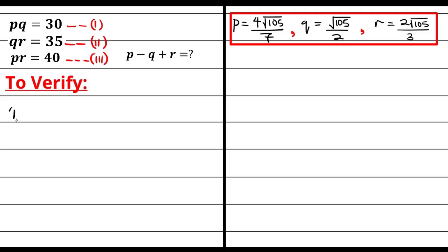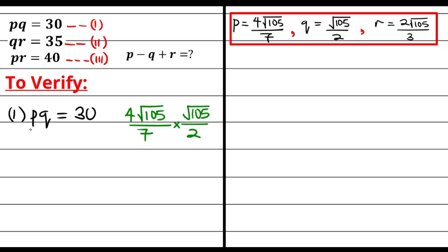So for equation 1, I have PQ is just equal to 30 according to the question. So from the answer I got for P, I know that my P is 4 into root of 105 over 7. That is for P. Then for Q, from the answer I got, root 105 over 2. I multiply that, since there is multiplication between the variables here, so I have root of 105 over 2. So I'm going to check if this left hand side will actually equal this right hand side.